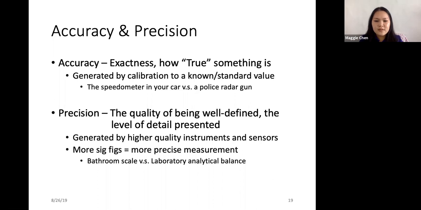detail, more sig figs. So comparing the 2, between a bathroom scale versus a laboratory analytical balance, the more precise measurement would be given by our analytical balance. So the more detail that's given to us, the more precise that instrument is.